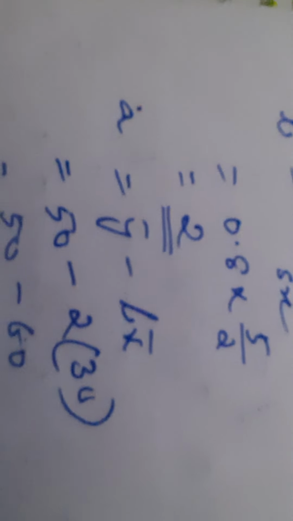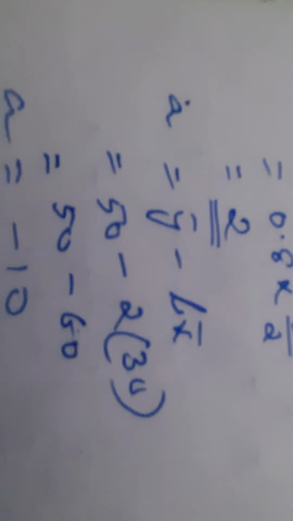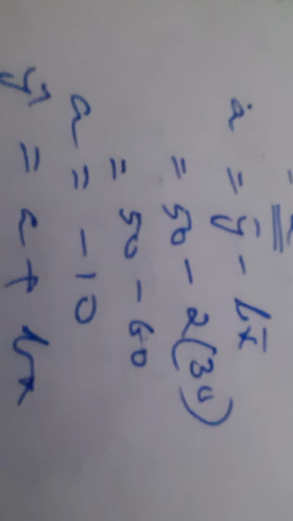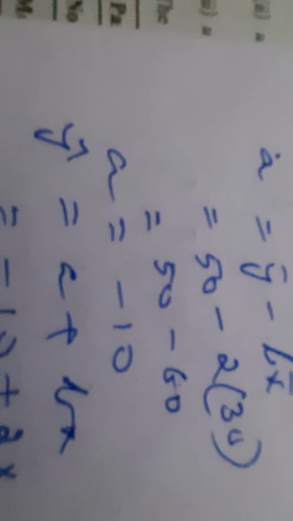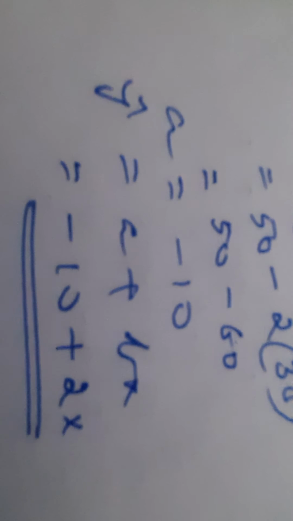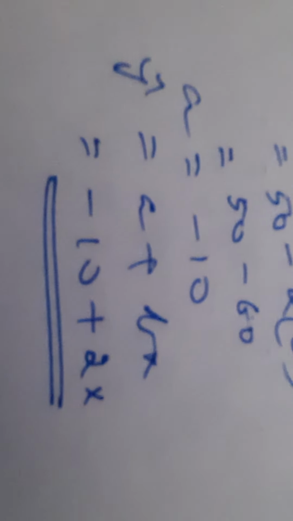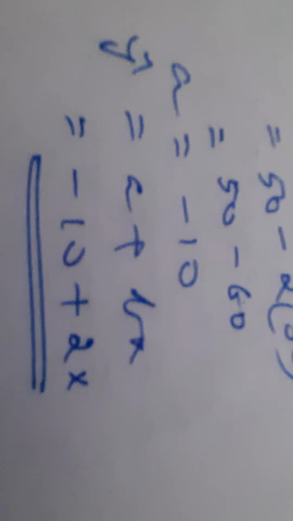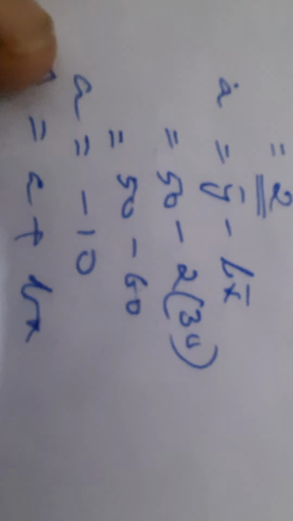A is equal to y bar minus b x bar, that is 50 minus 2 into 30, that is 50 minus 60, which is equal to minus 10. So A also we got. Now y cap, or the regression of y on x, is equal to a plus bx, that is minus 10 plus 2x. That's the answer for question number 9.